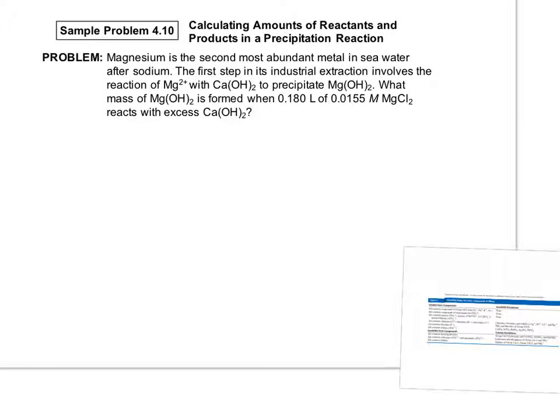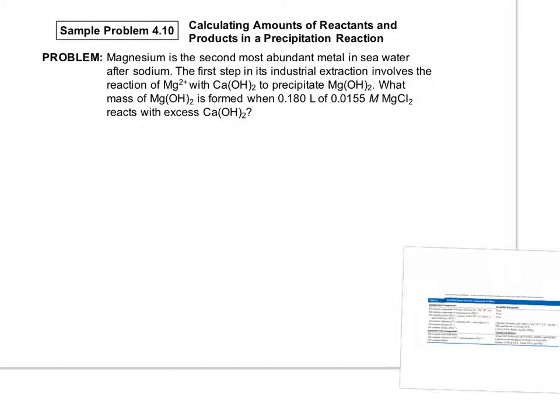And I immediately see that they're giving me some information about magnesium chloride, and they're asking about something totally different. And that is a clue that my conversion factor is obviously going to have to be a balanced equation. The only way to convert from units of one thing to something totally different is to use the balanced equation. So I'm going to start there.